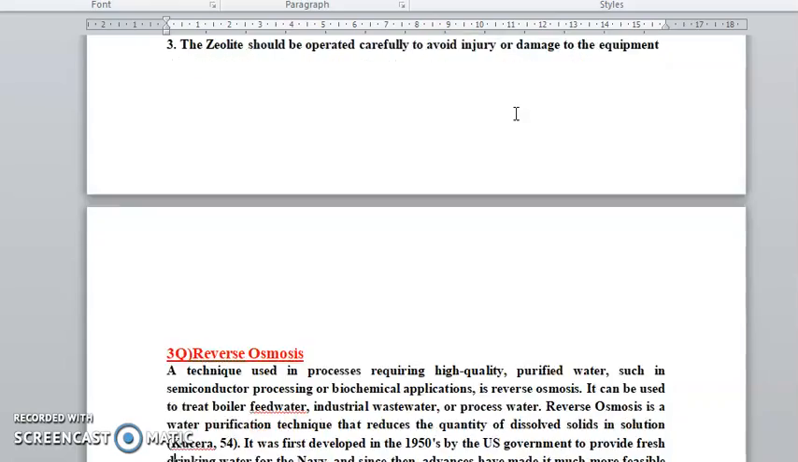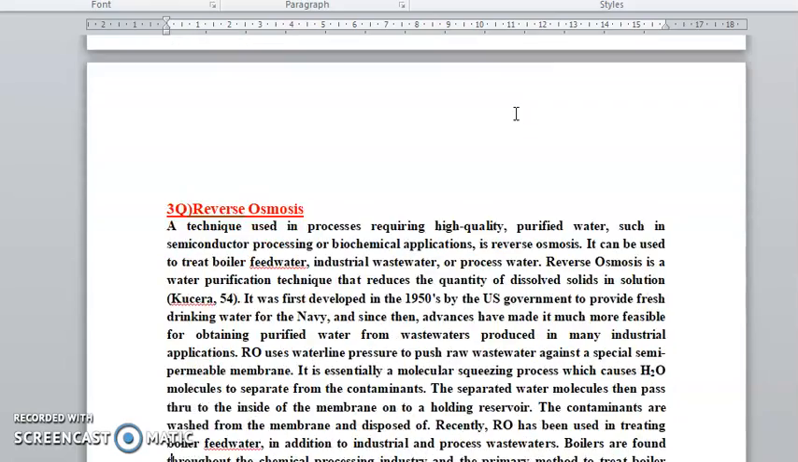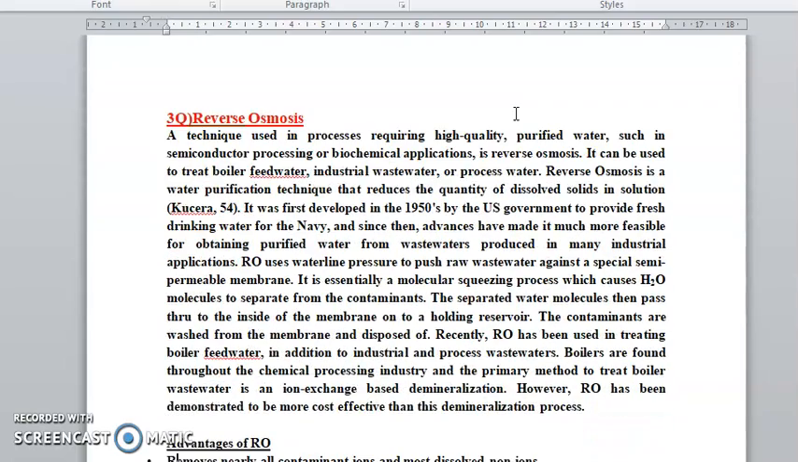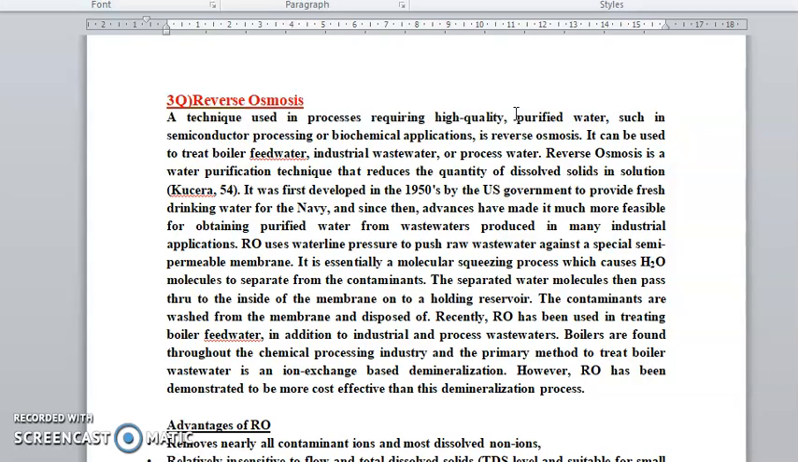Okay. Now we go to reverse osmosis. We all know that daily we are using reverse osmosis. It is the technique used in processes that require high quality purified water, such as semiconductor processes or biochemical applications. Reverse osmosis is very important nowadays.